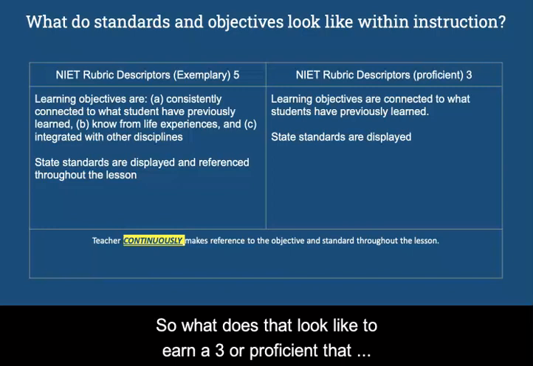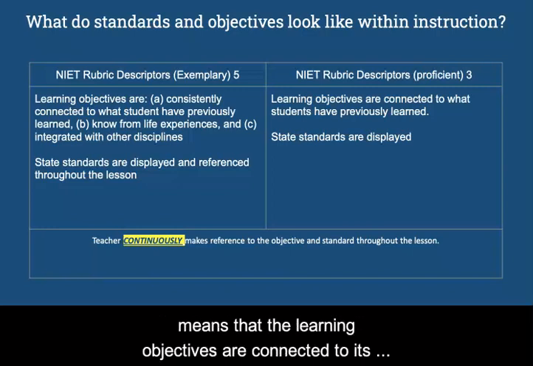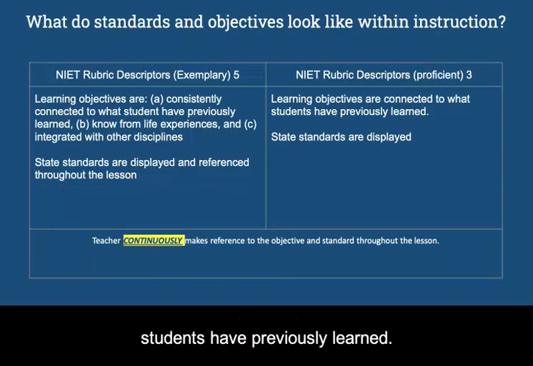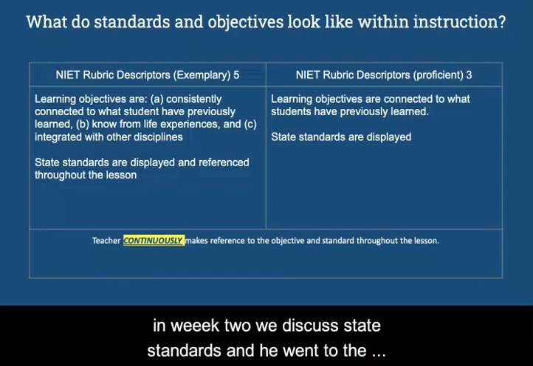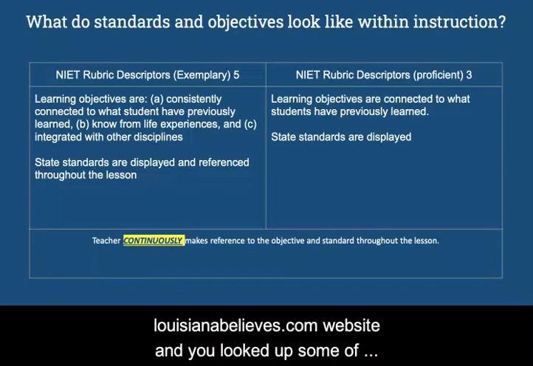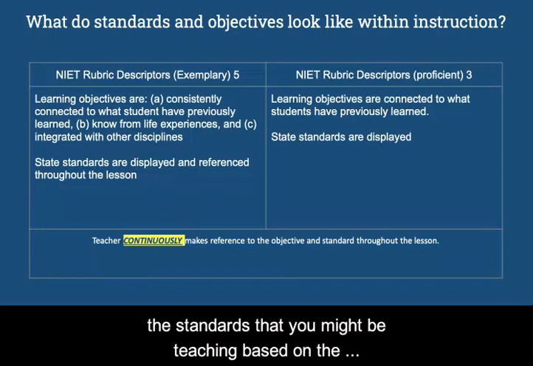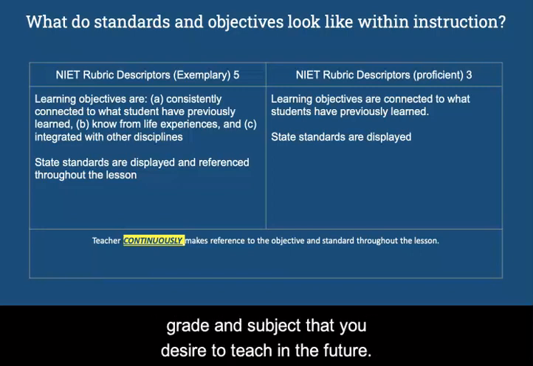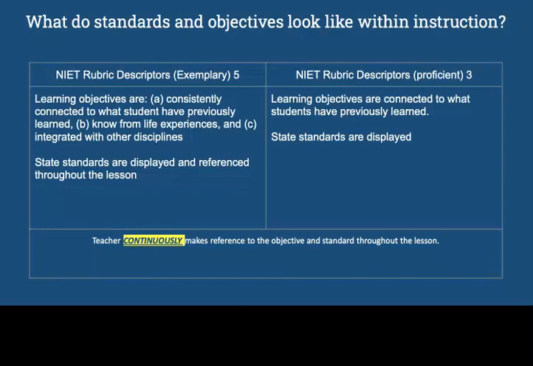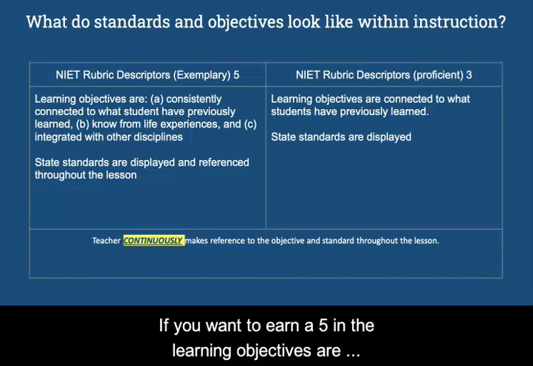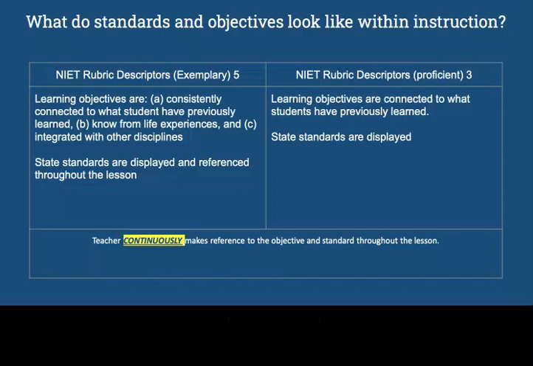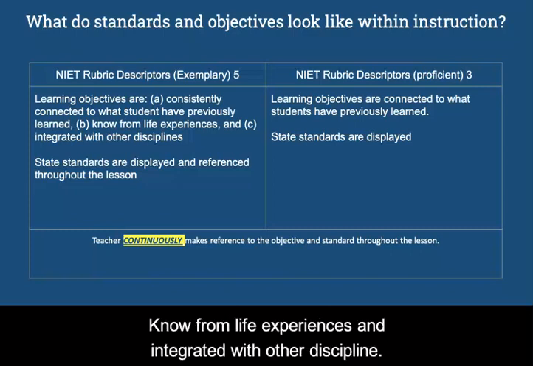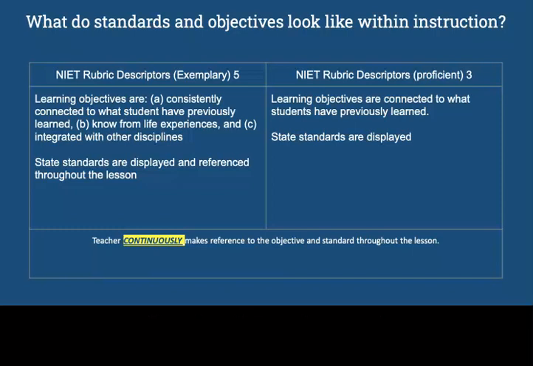So what does that look like to earn a 3 or proficient? That means that the learning objectives are connected to what students have previously learned and that the state standards are displayed. If you remember, in week 2, we discussed state standards and you went to the louisianabelieves.com website and you looked up some of the standards that you might be teaching based on the grade and subject that you desire to teach in the future. If you want to earn a 5, then the learning objectives are consistently connected to what students have previously learned, know from life experiences, and integrated with other disciplines. Additionally, the state standards are displayed and referenced throughout the lesson.